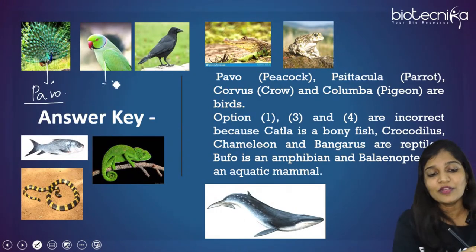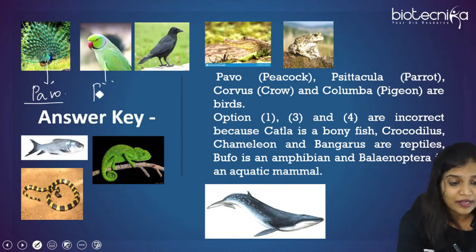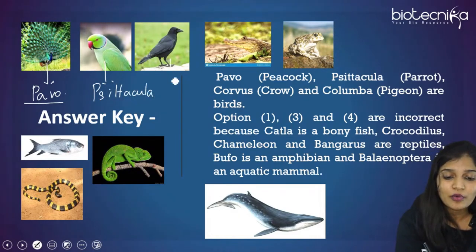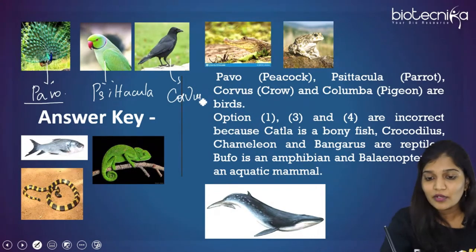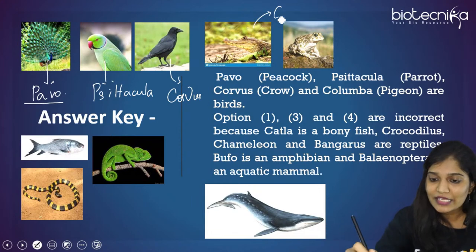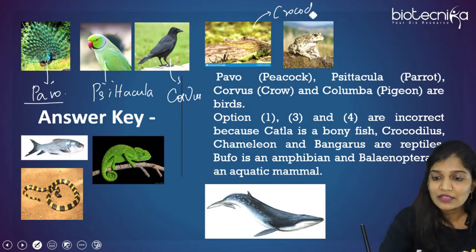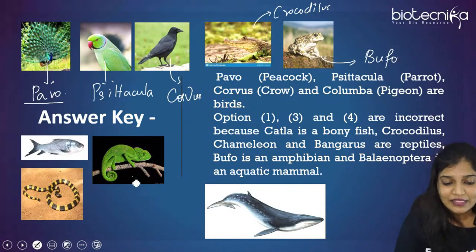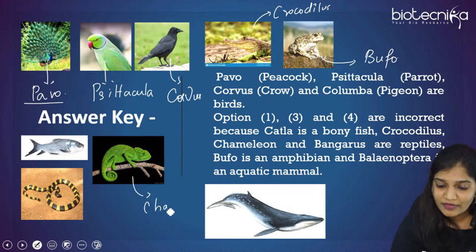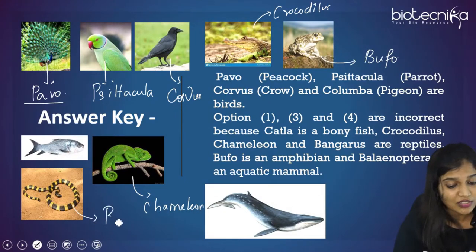Beautiful. And this is going to be parrot, Psittacula. And this is going to be crow, which is Corvus. And this is going to be crocodile, so we will write it as Crocodilus. This is crocodile. And this is going to be Bufo. And this is going to be chameleon. Chameleon. And this is Bungarus.